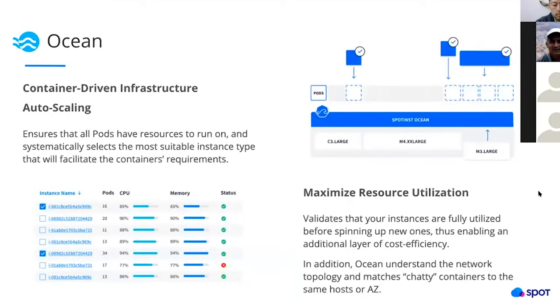So what we're going to do, by looking at the specific CPU and memory requirements of your pods and deployments, is ensure that every single one of your pods and deployments will have some place to be scheduled, and therefore no manual intervention is required. Secondly, we're going to maximize the resource allocation of each of those instances by picking the best suitable instances in real time.